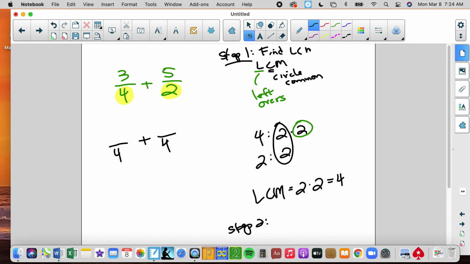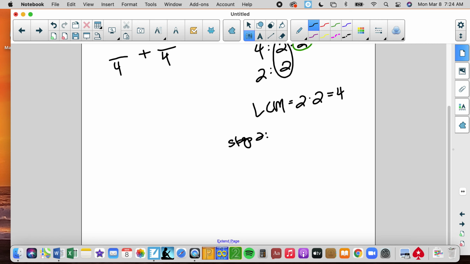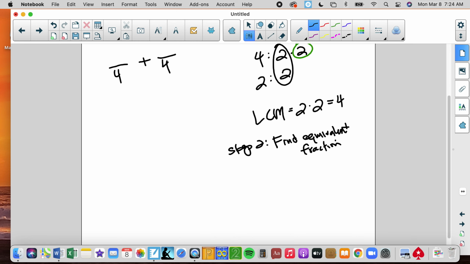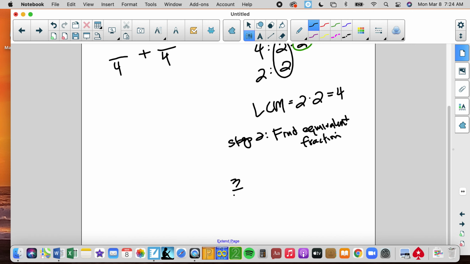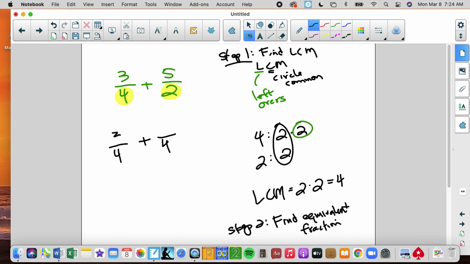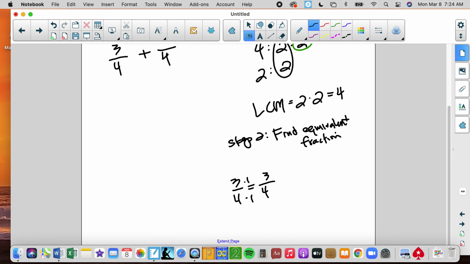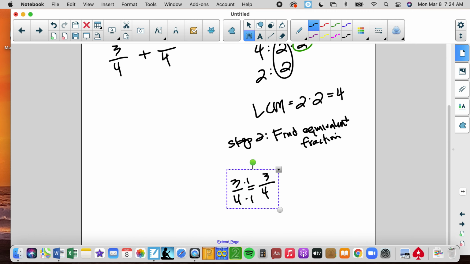Step 1 is find LCM. Step 2 is going to be find equivalent fractions. So now that we have the common denominator, we have to change those to equivalencies. So 3/4 equals how many fourths? Well, that's easy. Times 1. So 3/4 equals 3/4, yes. The question should really sound like, 3/4 equals how many fourths.